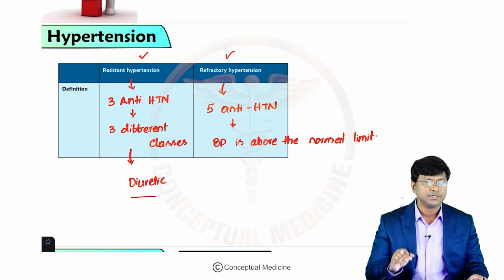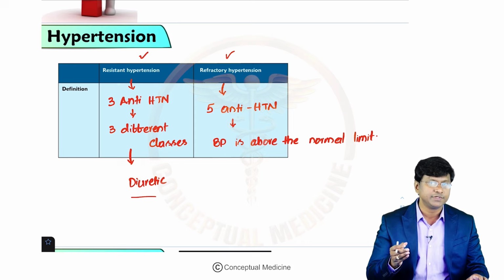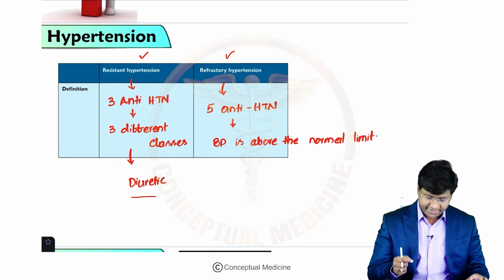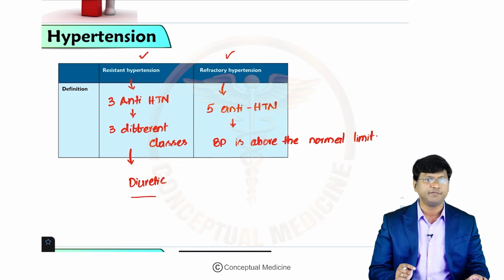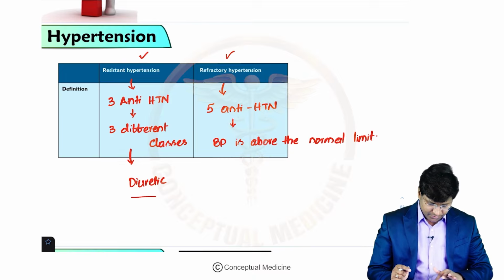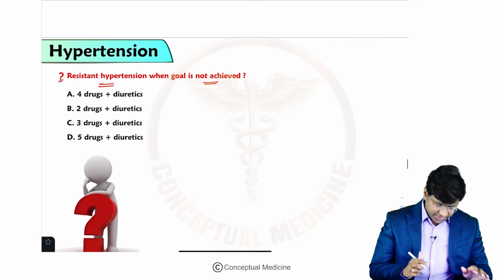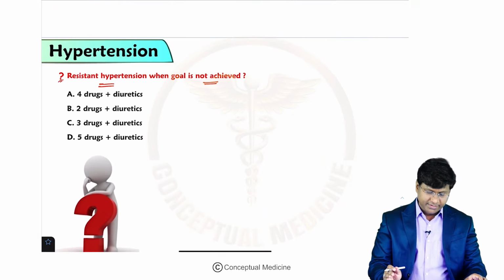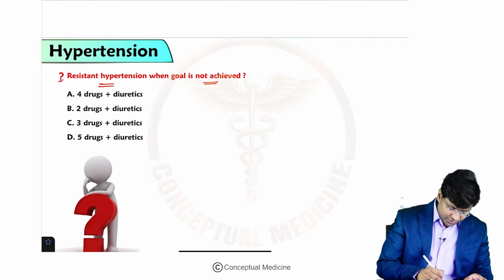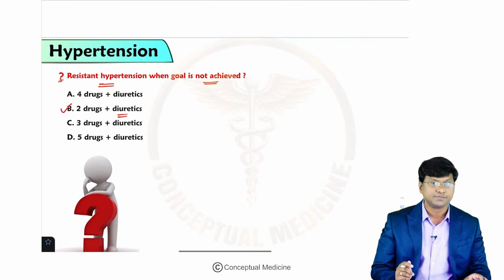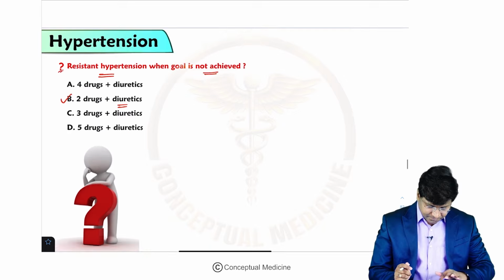Resistant hypertension, the blood pressure is above the goal in spite of use of 3 antihypertensive medications. Refractory hypertension, the blood pressure is above the normal limit in spite of using 5 antihypertensive medications. Okay, next. Now, you see a question. Resistant hypertension is when the goal is not achieved with 2 drugs plus diuretics, right? Next.